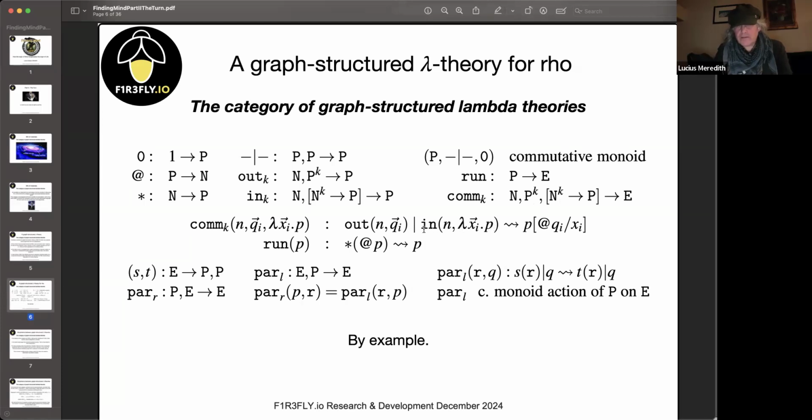And so this is just a familiar COM rule. It just says when you have an output hitting an input where they're synchronizing at the same location or channel, then we effect the substitution of the code for the arguments for each of the variables. That's just a familiar COM rule in the rho calculus. There's some other equations on edges that have to be respected in order for this to be a graph. But I won't go over those. This gives you a sense of how easy it is to write down in the language of graph structured lambda theories a given virtual machine or model of computation. So that is a very quick tour of the category of graph structured lambda theories.